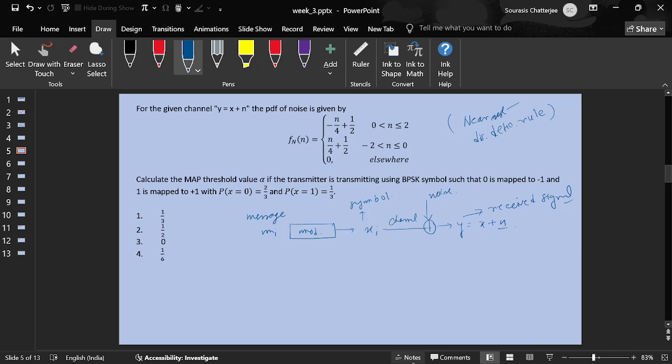So MAP stands for maximum a posteriori probability. What does it mean when I say MAP, maximum a posteriori probability? A posteriori means you have already seen what your observation is. First of all, let us forget about all these things and talk about what the issue here is. Can you just tell me what is the task here? We have Y, what is our task here?